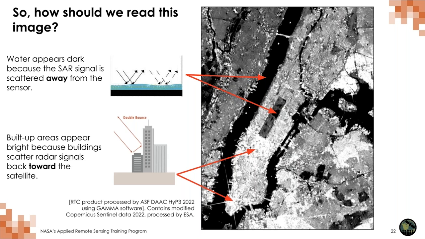And then generally Manhattan and the areas around it are bright because built up areas in those regions are sending high intensity returns, likely from double bounce scattering, back towards the sensor. So we see them. And in this lower image, which is near Wall Street, this lower portion of the image, there's an intensity so bright it makes this star shape. That's a very high intensity return.